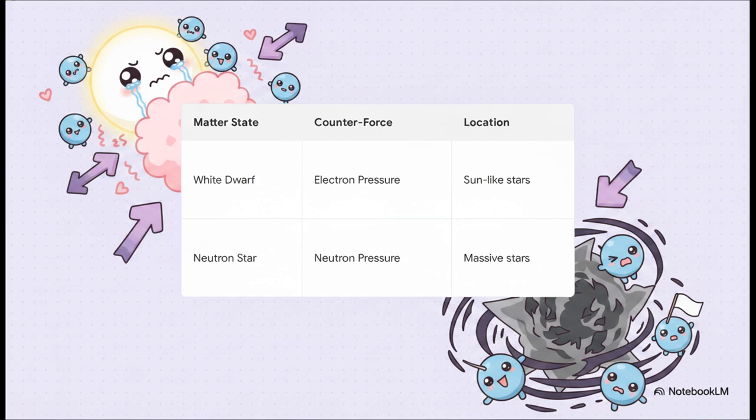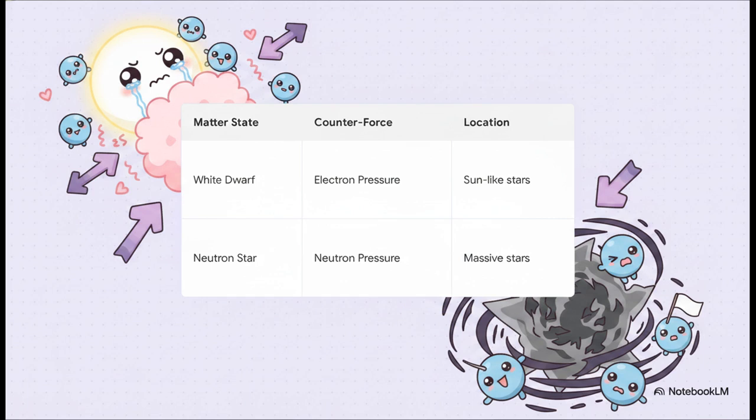But quantum mechanics has a strict rule called the Pauli exclusion principle. It basically states that no two identical particles can occupy the exact same quantum state. Think of it like two people trying to sit in the exact same physical chair at a crowded movie theater. It just doesn't work. Because they refuse to be squeezed any closer, these electrons violently resist, creating a new outward force called electron degeneracy pressure. Now, this is what stabilizes smaller collapsed stars, known as white dwarfs.